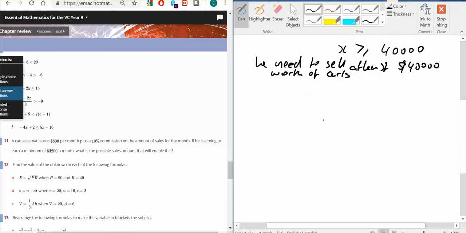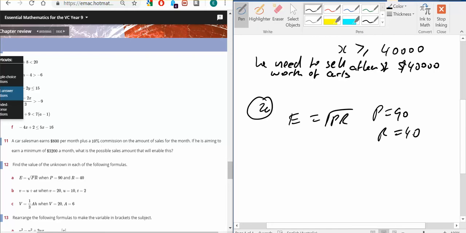Question 12. Find the value of the unknown in each of the following formulas. Okay, so we've got 12a. We've got E equals root PR. So we know P equals 90 and R equals 40. Now I can substitute in 90 for P and 40 for R.